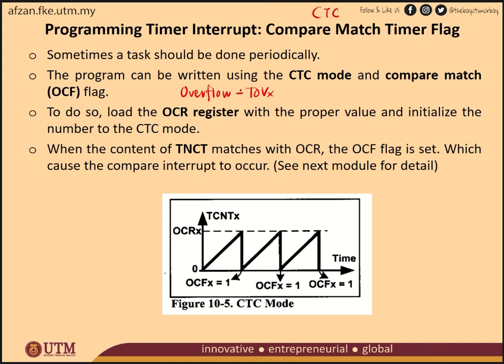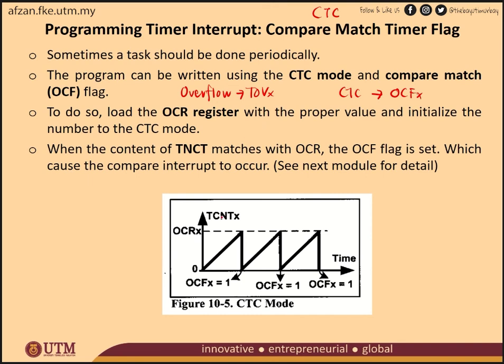For overflow, we need to focus on monitoring the TOV flag, but for the CTC mode, we need to focus on the OCF flag. To do so, load the OCR register with the proper value and initialize the timer to the CTC mode. When the content of the TCNT matches the OCR, the OCF flag is set, which causes the compare interrupt to occur. So no worries.